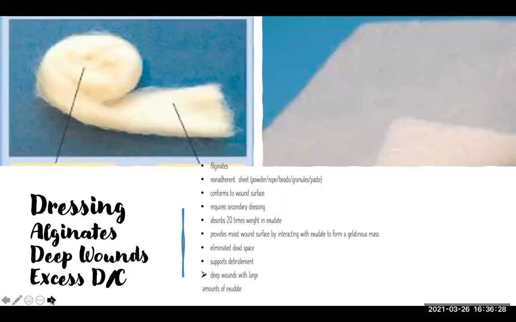Here's an alginate used for stage 3 or stage 4 wounds. An alginate is embedded with calcium, and calcium is what makes the material so absorbent. It can absorb 20 times its weight in exudate, so it's very, very absorbent. So very wet, high-producing drainage wounds are going to need this type of dressing. It's not adherent. It washes away easily when you are ready to change it, and it fills the dead space. It supports debridement. So it's used for deep wounds, large wounds with a lot of exudate, like I said.